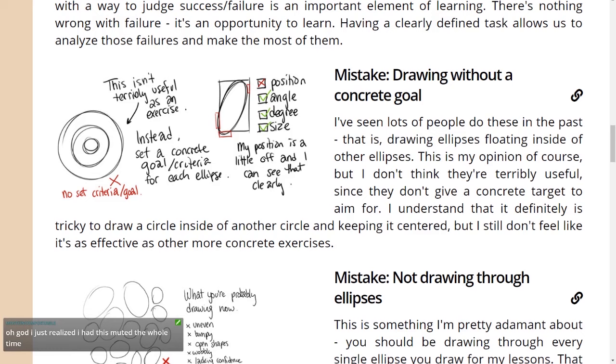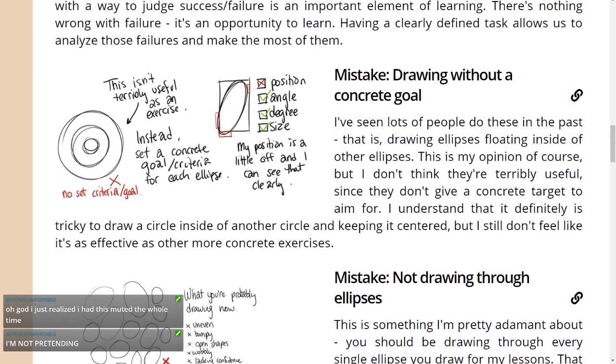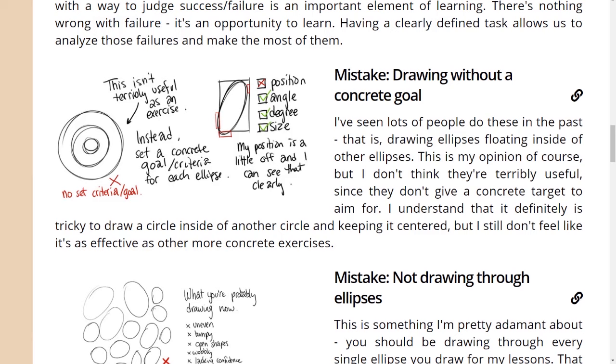Mistake: drawing without a concrete goal. I've seen lots of people do these in the past, that is, drawing ellipses floating inside of other ellipses. This is my opinion, of course, but I don't think they're terribly useful since they don't give a concrete target to aim for. I understand that it definitely is tricky to draw a circle inside of another circle and keep it centered, but I still don't feel like it's as effective as other more concrete exercises.